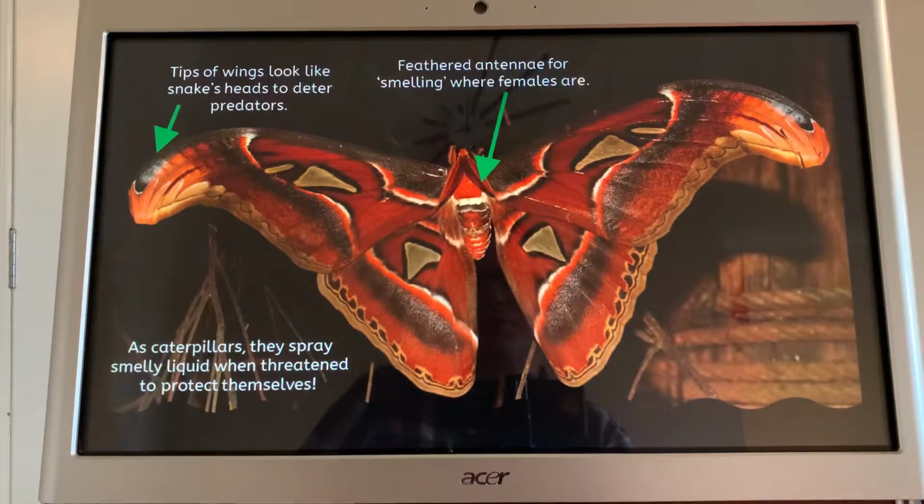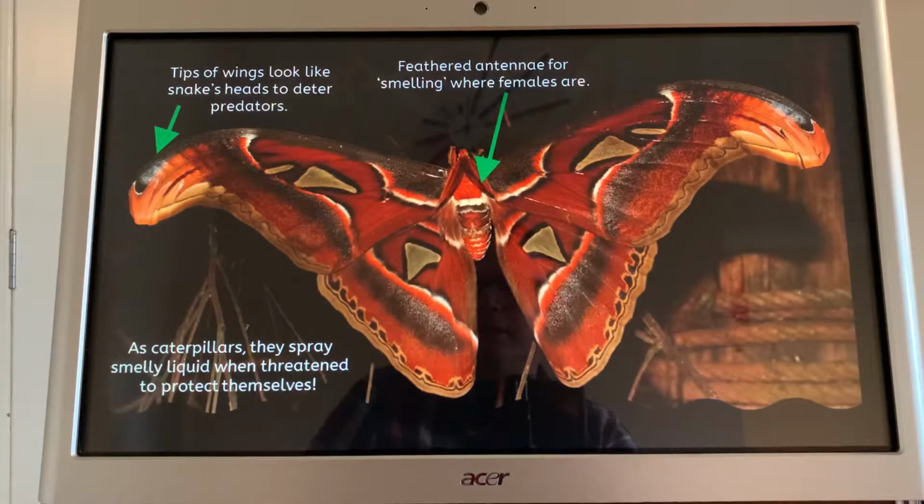Their adaptations. The tips of their wings look like snakes' heads. Wow, it's true. To deter predators. The feathered antennae are for smelling where females are, so that males who may want to mate and attract females can sense where they are. As caterpillars, they spray smelly liquid when threatened to protect themselves.